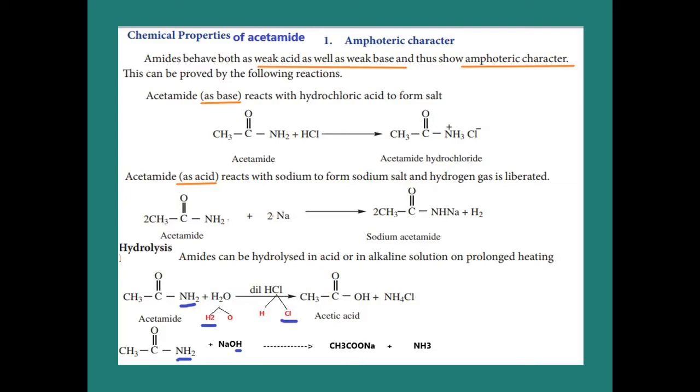Now what is the remaining part? O in the water and H in the HCl. That is combined with the CH3CO, and we get acetic acid. The next one, acetamide with sodium hydroxide. The NH2 is just added with the H of the sodium hydroxide. It gives ammonia as one of the products, and that NH2 place is occupied by ONa. So we get sodium acetate.